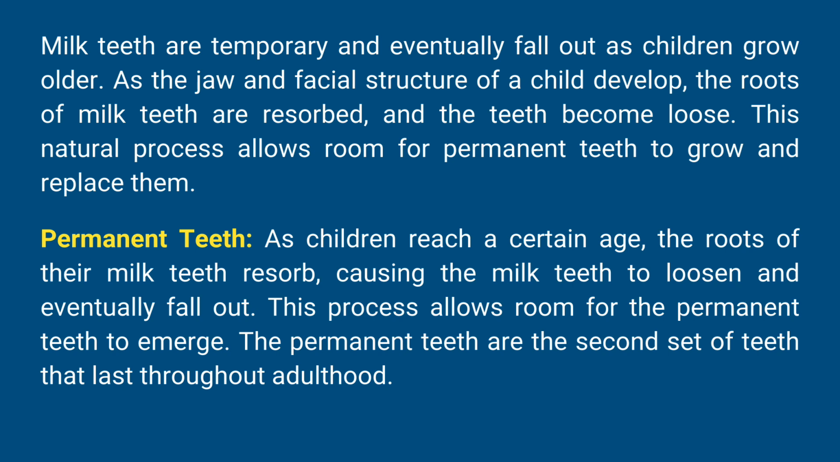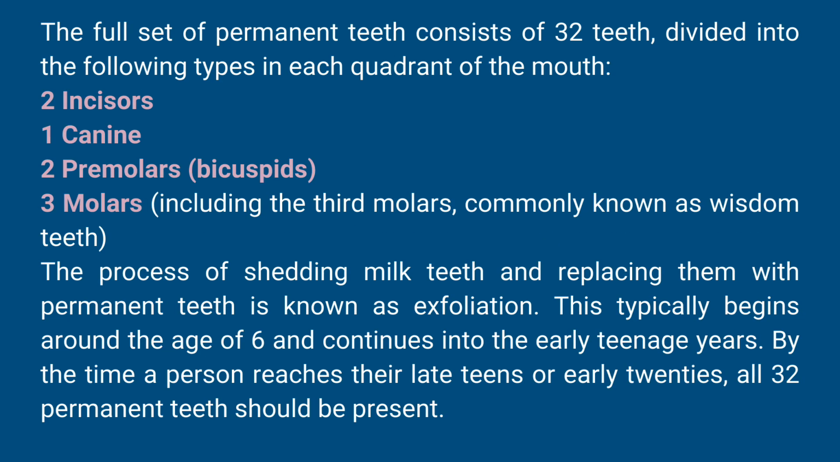The permanent teeth are the second set of teeth that last throughout adulthood. The full set of permanent teeth consists of 32 teeth, divided into the following types in each quadrant of the mouth. 2 incisors. 1 canine. 2 premolars, bicuspids. 3 molars, including the third molars, commonly known as wisdom teeth.